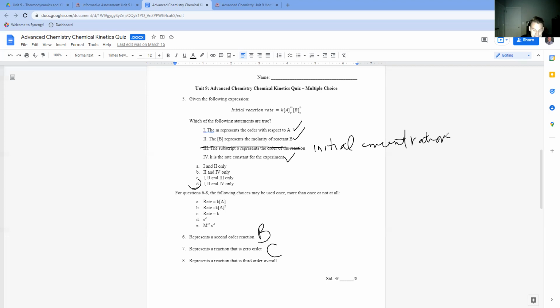Represents a reaction that is third order overall. That's going to be E, and let me tell you how. So if a reaction's third order, I'm going to have rate is equal to k. Let's just use A and B, and one of these things is going to be squared.